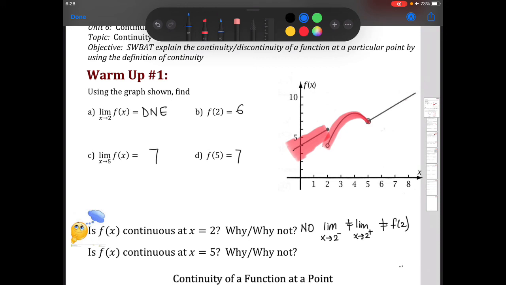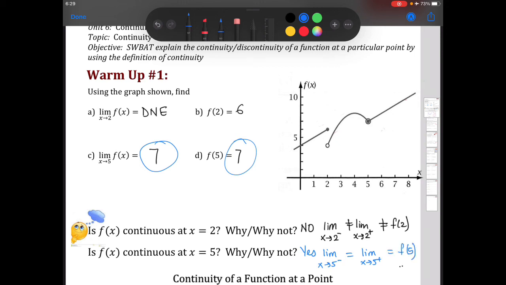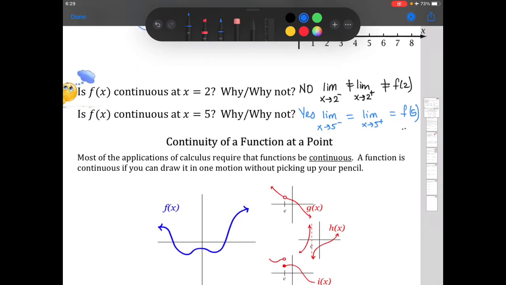So the next one, is f of x continuous at x equals 5? So let's check. It is, right? We just did that when we found the limit as x approaches 5. These are the same numbers. So yes, because limit as x approaches 5 from the left is equal to limit as x approaches 5 from the right, and it is the same thing as f of 5. So that's the definition of continuity.